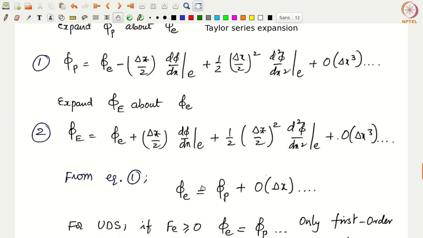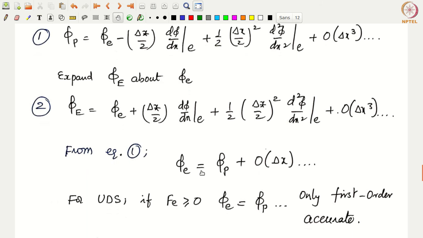Now what are we doing? We are saying in the upwind difference scheme, if your Fe is positive, take phi e equal to phi capital P. So what does that mean? By this approximation, what is the order of accuracy of the scheme? Order of accuracy is only order delta x, right? So that means the upwind difference scheme is only first order accurate.